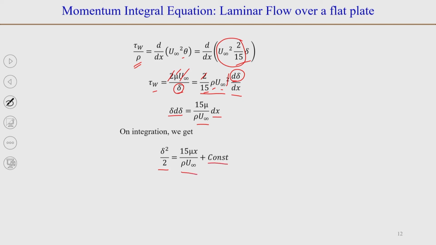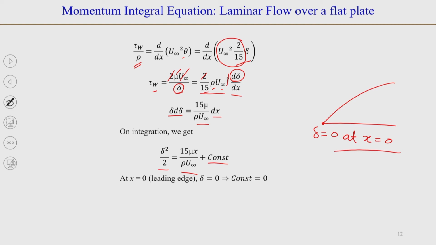plus a constant. Now, to get this constant, when we have flow over a flat plate, at x equal to 0 at the leading edge, the boundary layer thickness will be 0, so delta is equal to 0 at x equal to 0. So, when we substitute, we will get this constant to be 0, and we can rearrange this. So, we will get delta squared is equal to 30 mu x by rho u infinity.